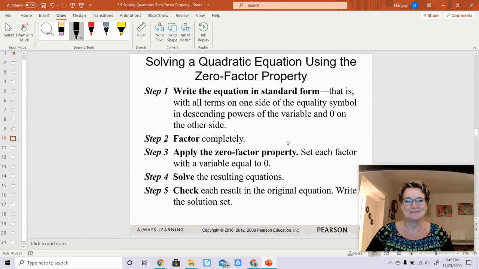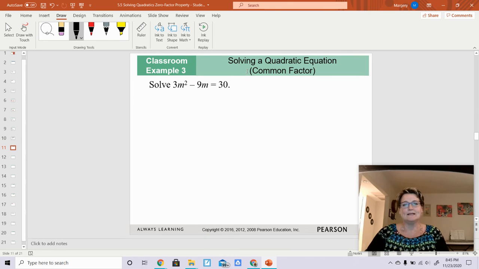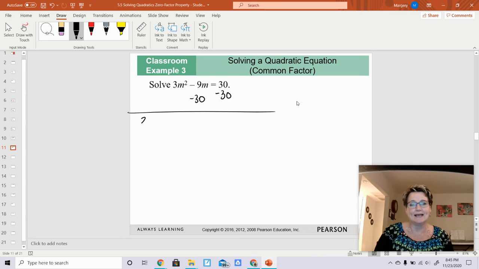All right, next one. This one says solving a quadratic equation using the zero factor property. That's what we just did. Solving a quadratic equation using common factoring. I'm going to move everything over. So I'm going to subtract 30 from both sides. And I get 3m squared minus 9m minus 30 equals 0.